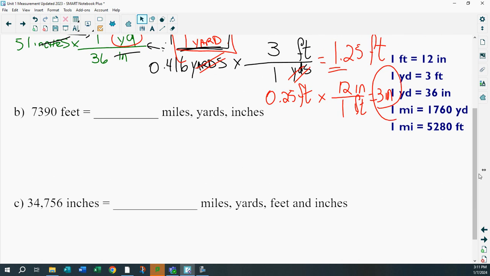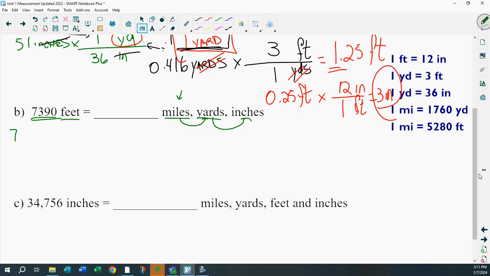Let's go. First things first, 7,390 feet. Well, let's convert this into miles first, okay? And then remember, everything after that is going to be in miles. See how we're going to do this? We're going to convert it to miles, and then we're going to convert it to yards, and then we're going to convert it to inches. Whatever's left, the remainder, is what you're going to convert.